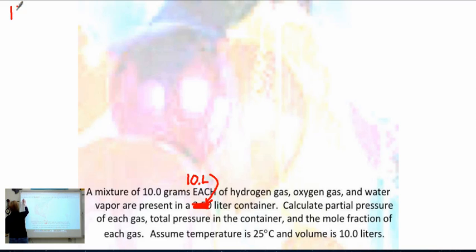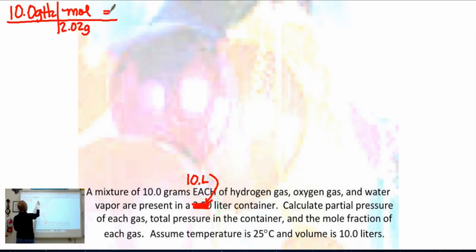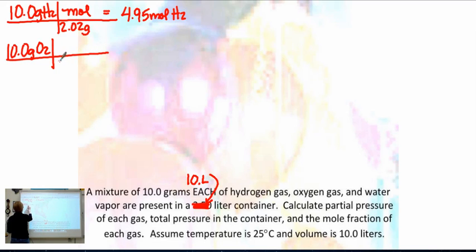So I have 10 grams of hydrogen. Remember, hydrogen is diatomic, 2.02 grams per mole. So I have 4.95 moles of hydrogen. For the oxygen, I also had 10 grams. O2, also diatomic.